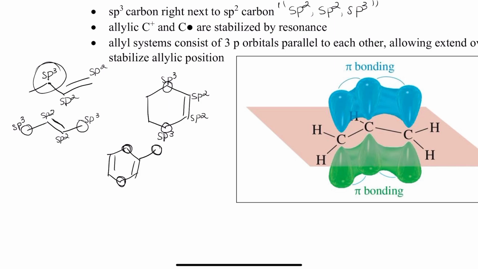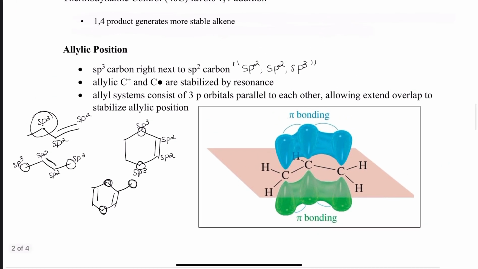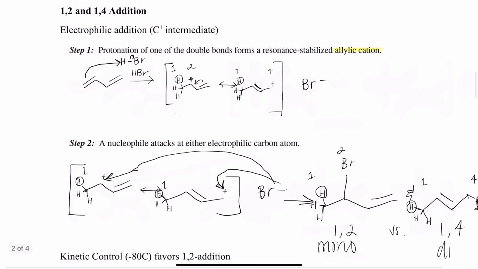And the reason why our allylic position is important, again, we're talking about how our allylic carbocation and our allylic radical, these intermediates, are stabilized by resonance. And that's exactly what we saw right here, right? This would be our allylic cation, and it's going to be stabilized by our resonance.